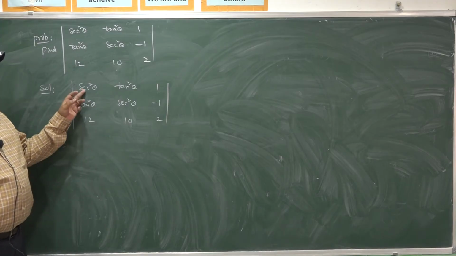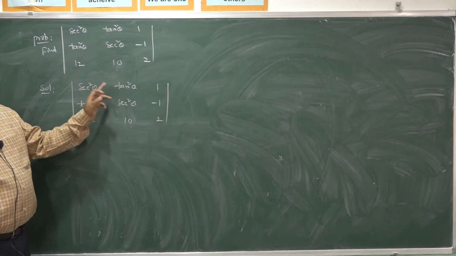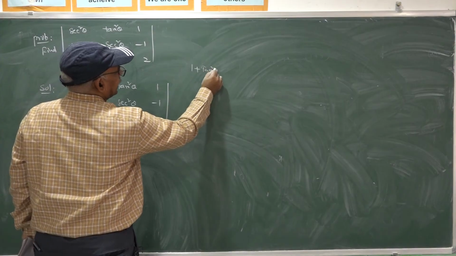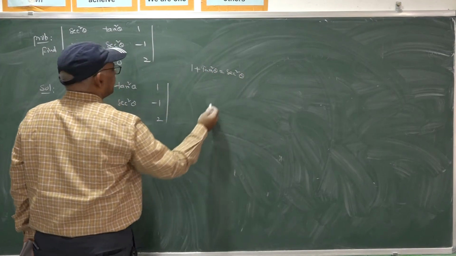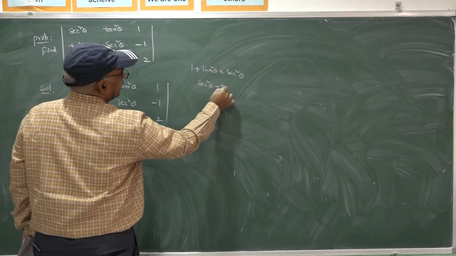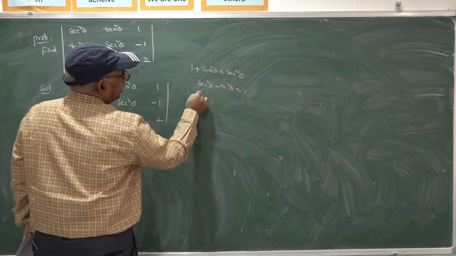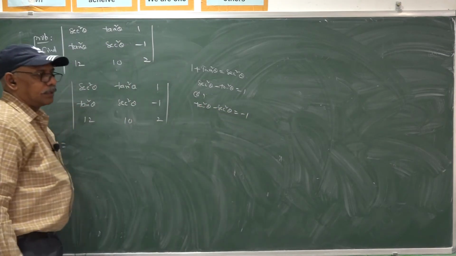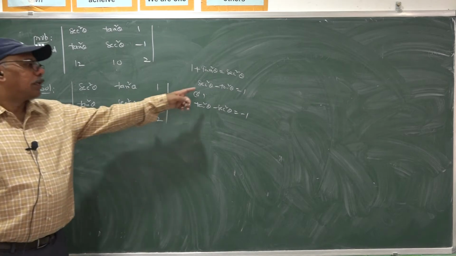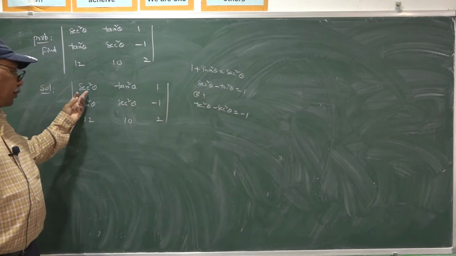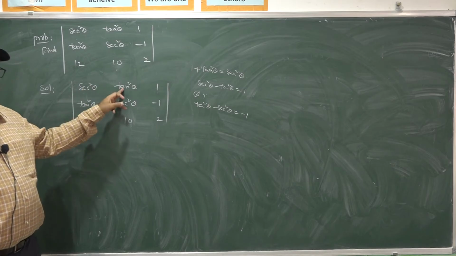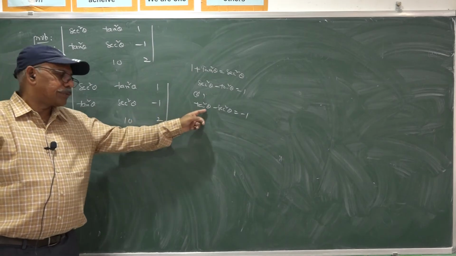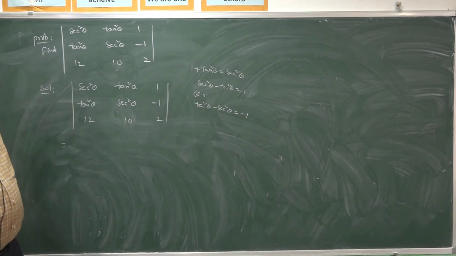We know that 1 plus tan square theta is secant square theta, from trigonometry. Hence secant square theta minus tan square theta is 1, or tan square theta minus secant square theta is minus 1. So to get this, you can subtract these two: secant square theta minus tan square theta gives us 1. Similarly, tan square theta minus secant square theta becomes minus 1.